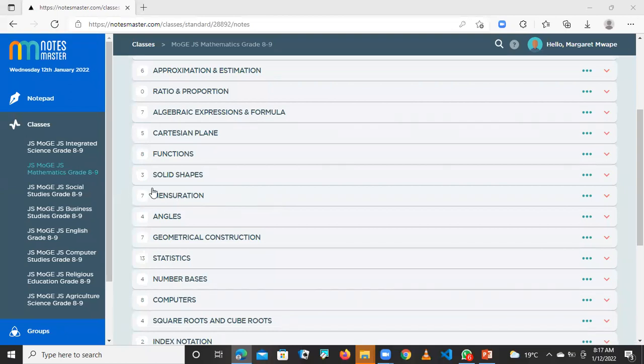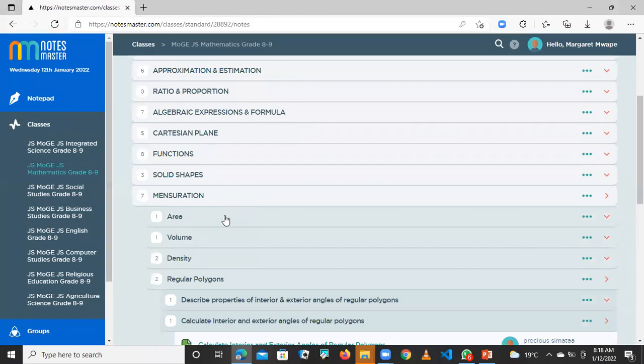Before I click on mensuration, you will see this number here. It shows that you have 7 subtopics which you will cover. According to the syllabus and the Examination Council of Zambia, it means that under mensuration there are 7 questions that you should be able to answer. If you study and use this NoteMaster to revise, it will be very easy to face the exams, because you will know that here there are 7 questions that can come.